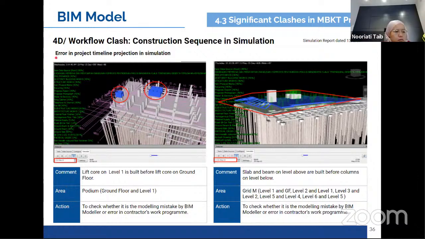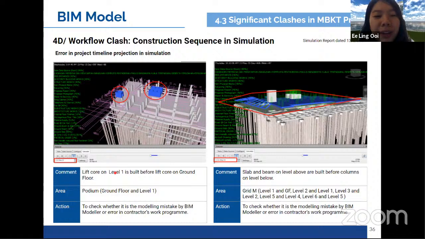So there is an error in the project timeline projection in the simulation, such as the components on the levels above being built before the components on the floor below. For example, the lift core on level 1 is built before the lift core on the ground floor. This may be a mistake by the beam modeler or an error in the contractor's work program.